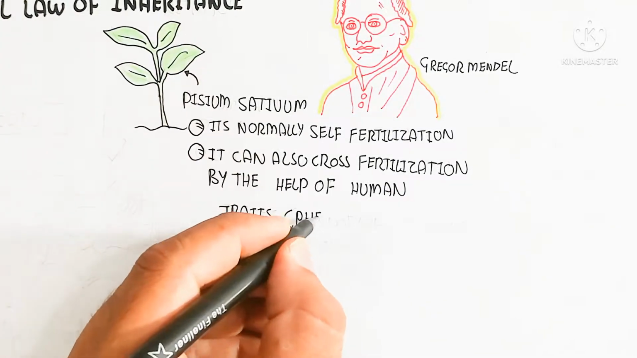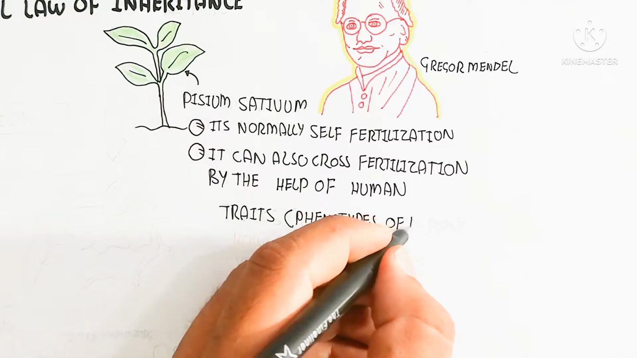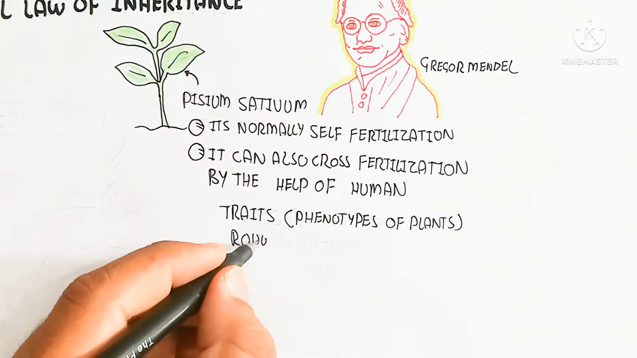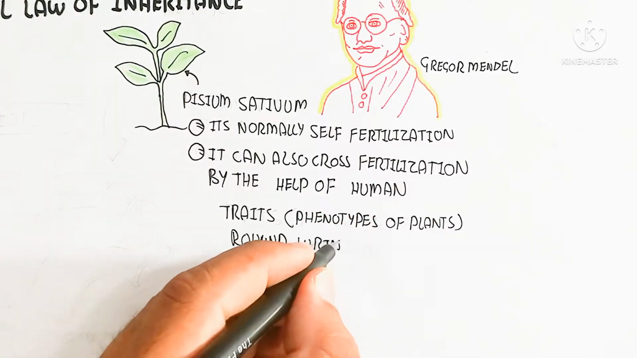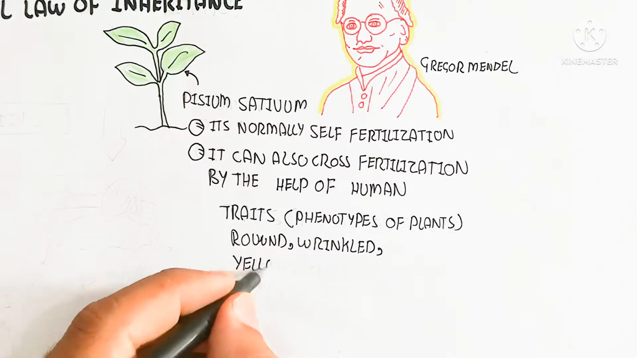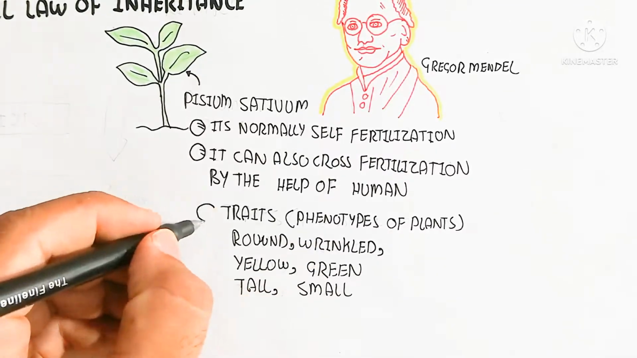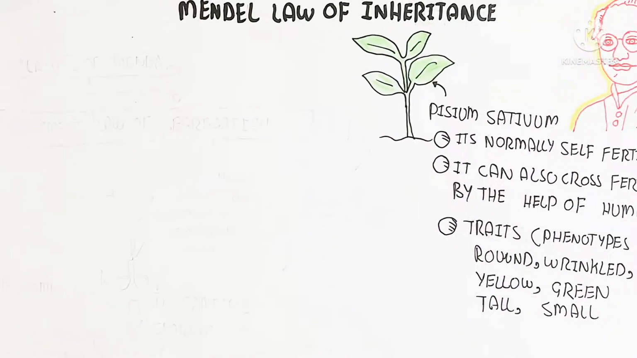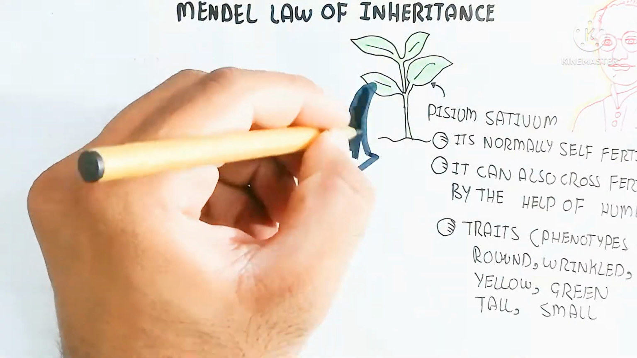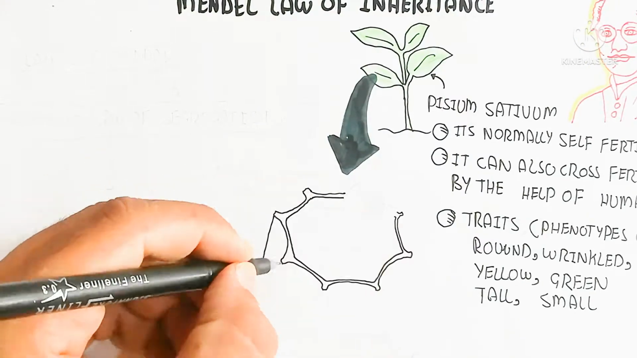And traits, the phenotypes of the plants, include round, wrinkled, yellow, green, and tall and small. So there are many phenotypes due to the genotypes, and basically more than one trait. So that is why we can understand. So let's begin to understand.